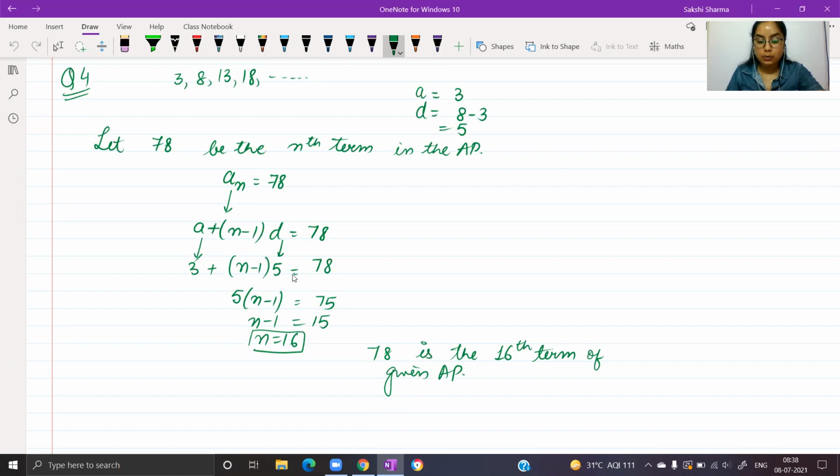So this is the modified form of the question: if the AP has any term equal to a certain number, they ask it this way too. Like here they specifically said some term is 78, tell at which place it is. They can ask, is 78 any term in the AP? Is it possible or not? The concept is the same.